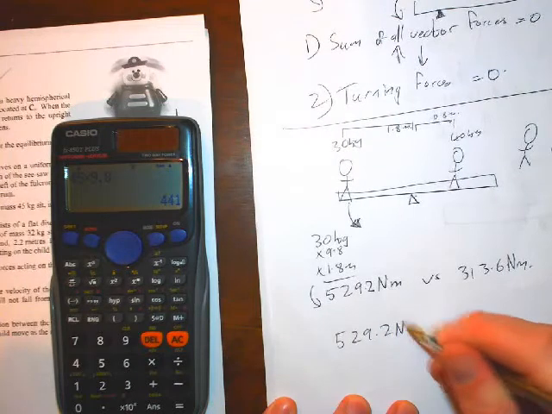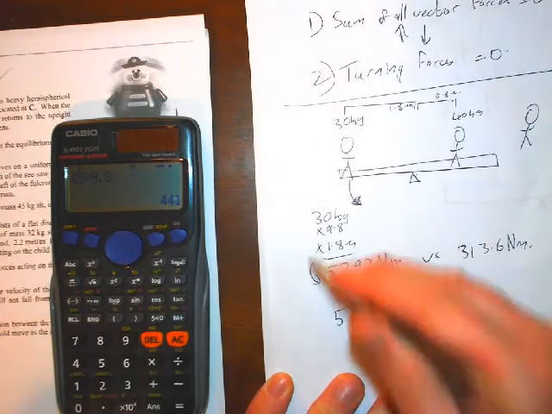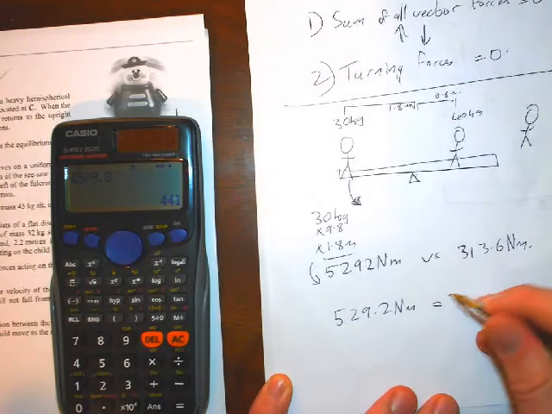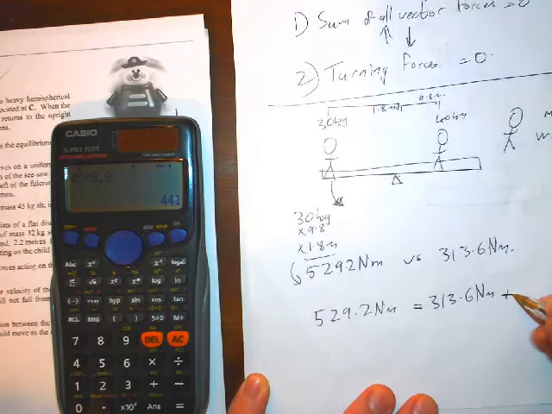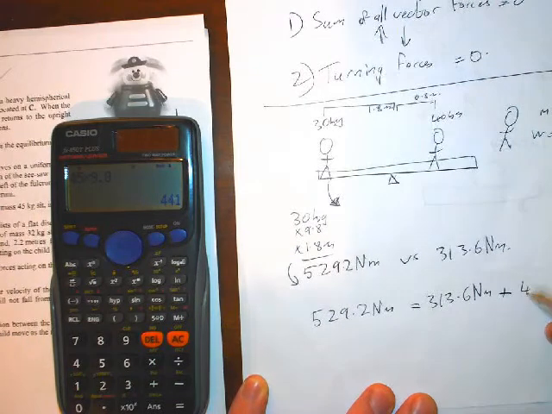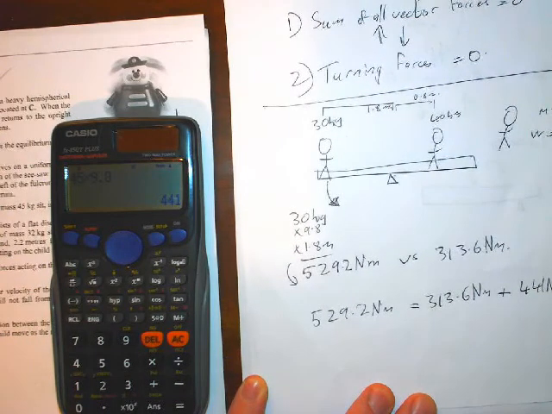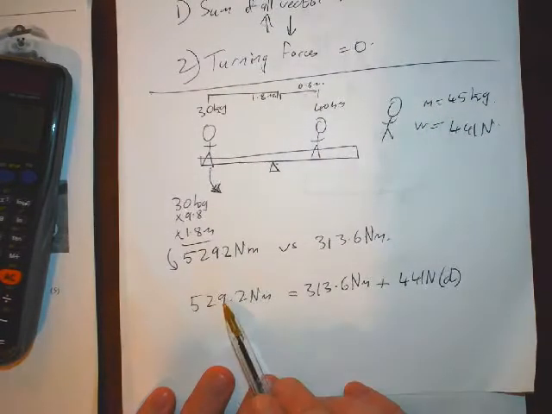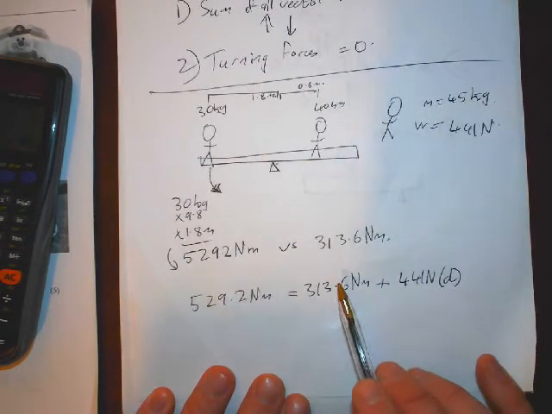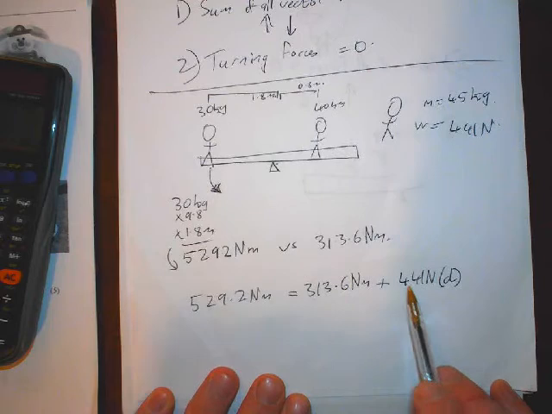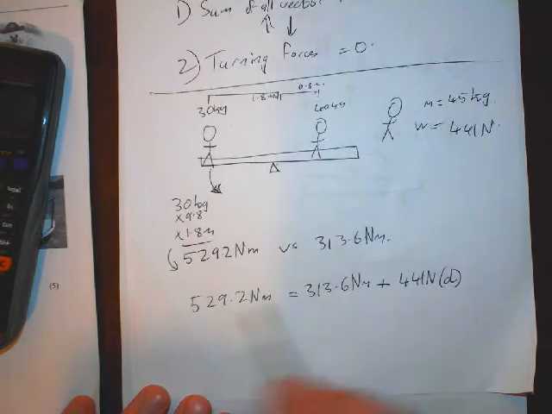So we need the 529.2 Newton meters, and this in the counterclockwise direction has to be equal to the existing turning force caused by the child that's there, plus the turning force caused by the 441 newtons times whatever the distance that kid has to be. Sorry, I've gone off the page there a little bit. So we have the turning force from this kid is equal to the turning force caused by this child plus the missing one.